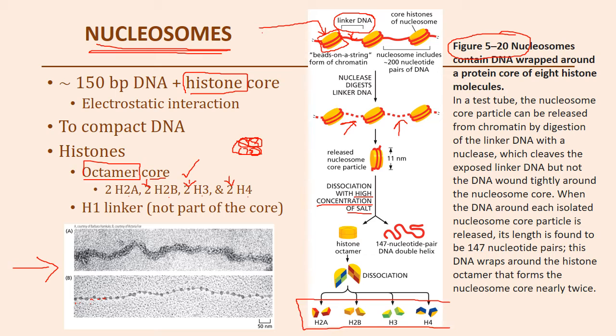So you can see the representation of the paired 2A, 2B, 3, and 4 histone proteins. And then, of course, the DNA itself, you can see right here, 147 nucleotide pair length, then becomes uncoiled and becomes easily accessible due to the fact that it's no longer interacting with the protein.